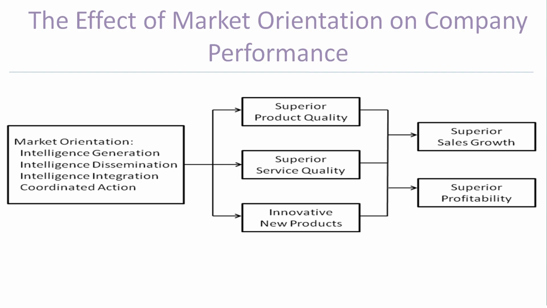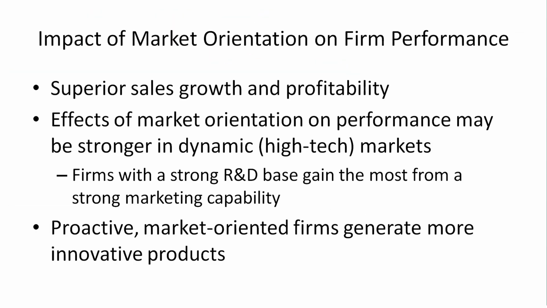So, look at this diagram. On the extreme left, we have the aspects of market orientation by way of intelligence generation, intelligence dissemination, intelligence integration and coordinated action that lead to superior product quality, superior service quality and innovative new products, and that leads to superior sales growth and superior profitability. You can easily see in this diagram that a leading role is provided here to marketing professionals to make this kind of interlinking, interaction and integration happen.